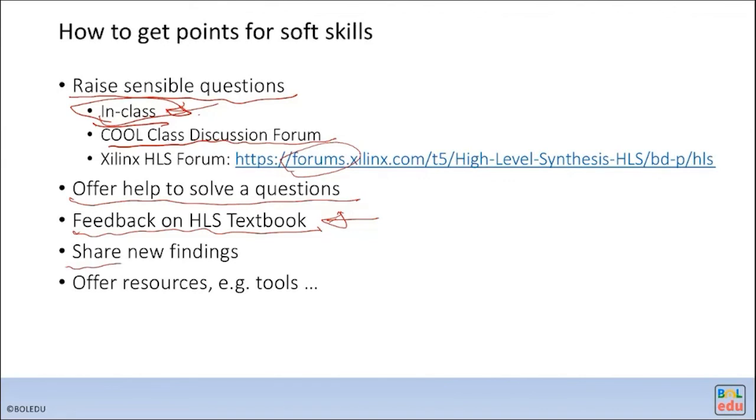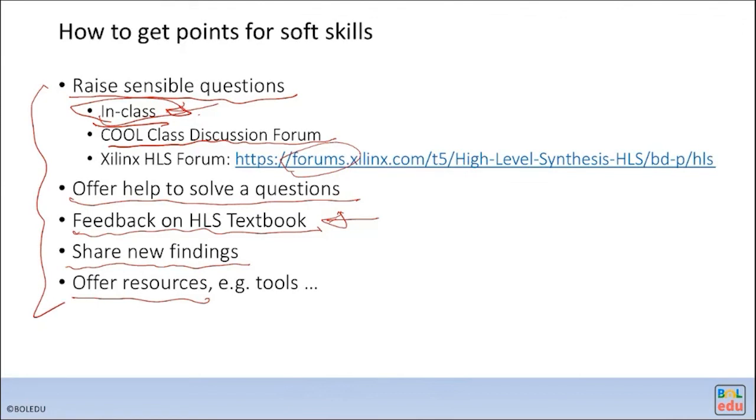You can even share new findings or other resources, just like I said, the SI logic engineer wrote a small handy tool and then offered it to others. Or if you find something very helpful for learning HLS, you can post it. All those behaviors are greatly encouraged, and you can earn points for that.